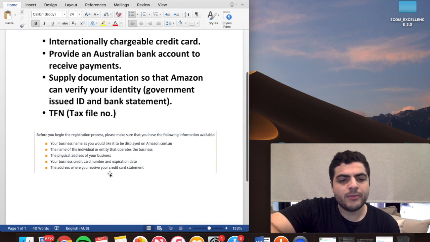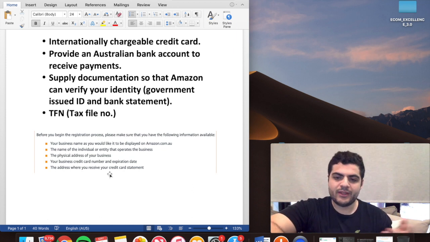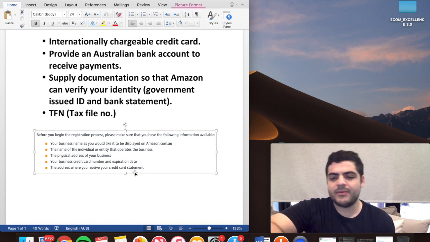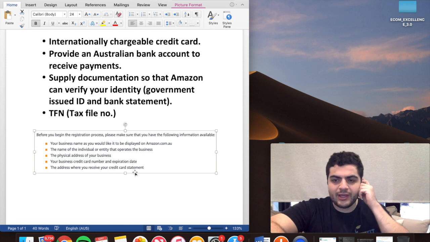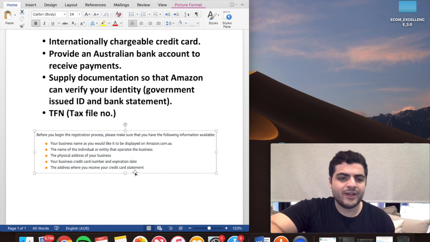Physical address of your business, so that's just your home address, because obviously you're working from home when it comes to Amazon, unless you're working from an office, which I doubt, but yeah, that's just your home address. Your business credit card number and expiration date, so that's pretty self-explanatory. That's just from the internationally chargeable credit card. And then the address where you receive your credit card statements, again, that's just going to be your home address. That's where I've used mine because I don't operate out of an office at this current point in time, so there's no point. I just do my home address.